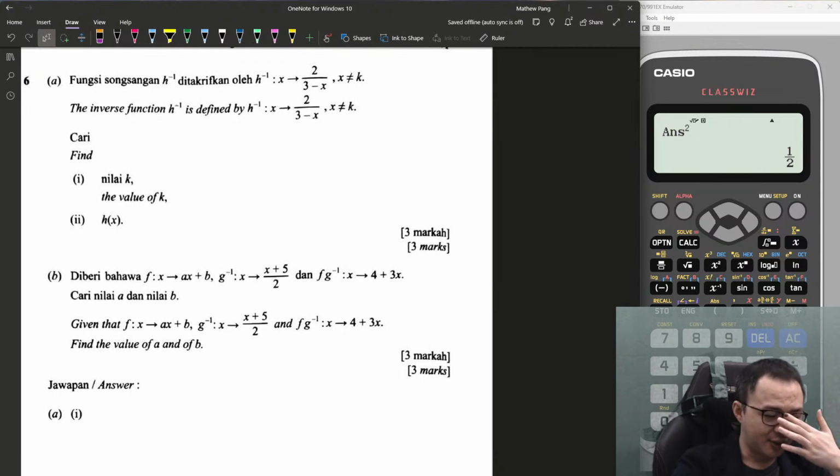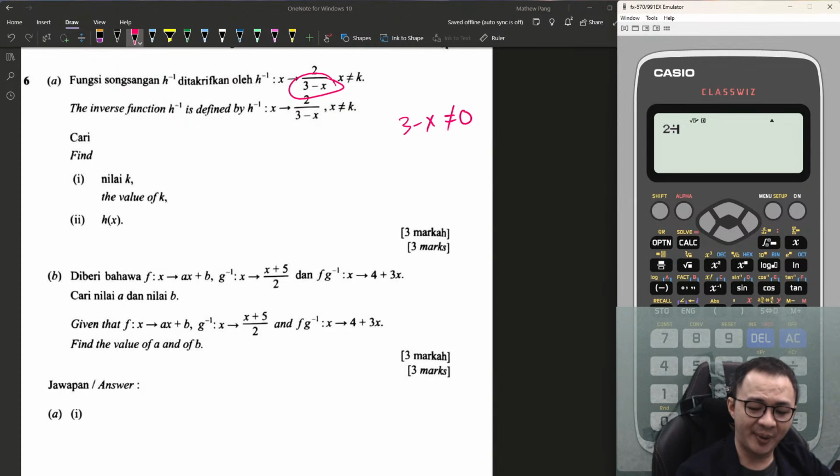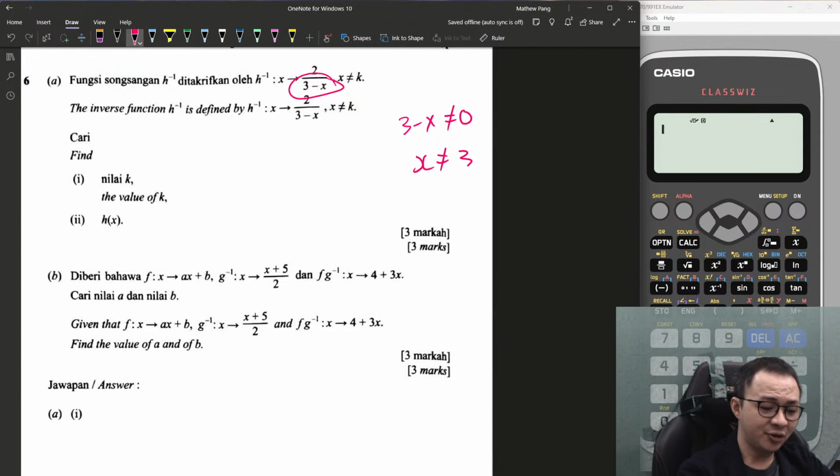Function. This function is basically simple. We cannot let the denominator become 0. So therefore, 3 minus x cannot equal 0, because 2 divided by 0, you get a math error, isn't it? So it cannot equal 0. Then therefore, x cannot equal 3. So since x cannot equal k, k is 3. 1 mark.